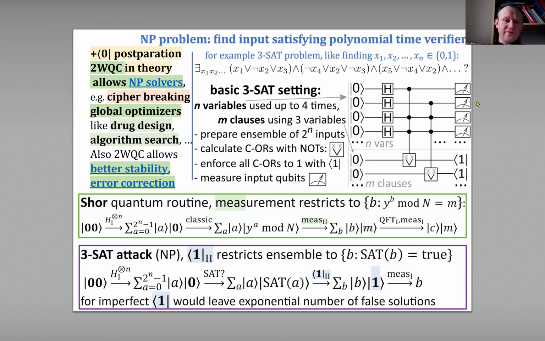It is very similar to Shor. Shor is very similar at the beginning: it also prepares the exponential number of inputs with Hadamards. Then it calculates some classical function here, but then it measures. This measurement restricts, in Shor, to periodic superpositions, and the Fourier transform allows getting this period, which gives hints to the problem. Here, instead of measurement, we would like to enforce it to one. So this is post-preparation. The question is, can we do it? CPT symmetry suggests that we should be able to do it.